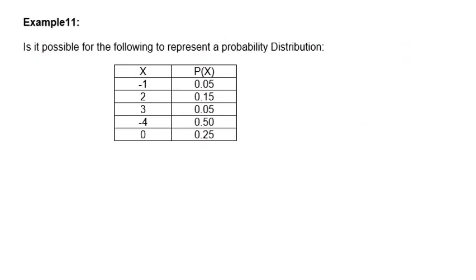Okay, ready for the next one? Again, stop the video, give it a try. Is it possible for the following to represent a probability distribution? Well, you have 2 definite things you need to know in terms of probability. Probability has to be between 0 and 1. So if we look at all of the outcomes, each one of the probabilities is between 0 and 1. The second thing we need is the total probability for all outcomes has to add up to 1.